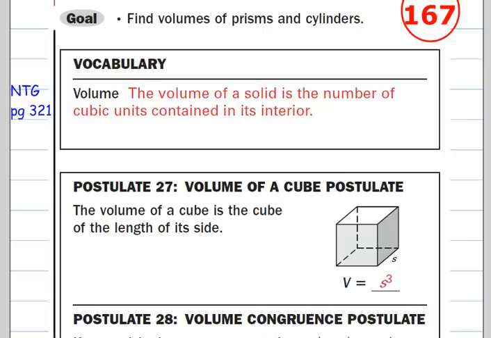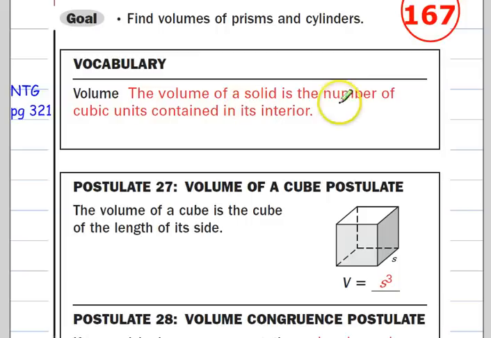Alright class, today we're going to start a new unit. It's on the volume of 3D figures, and we know from previous concepts, previous videos, that there are several types of 3D figures. We're going to focus first on polyhedra, which include prisms and cylinders. But before we do that, let's take a look at the definition.